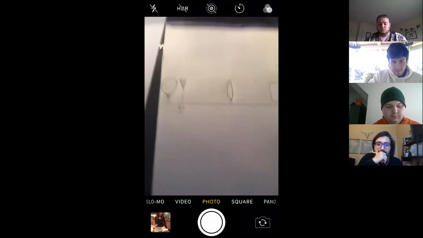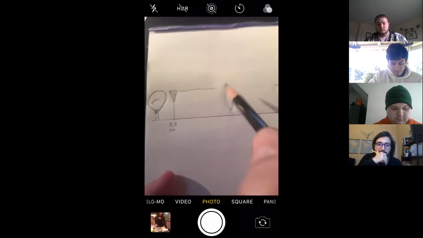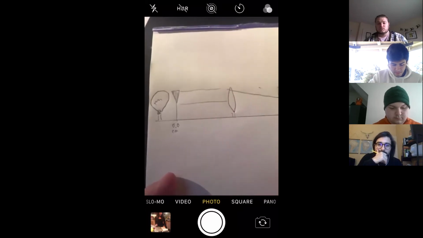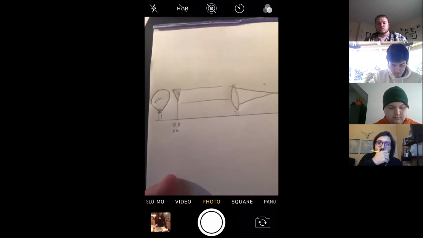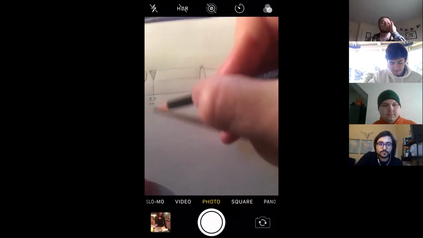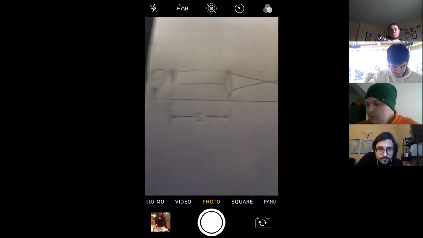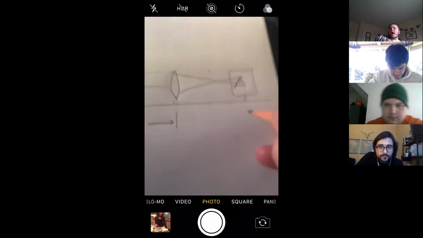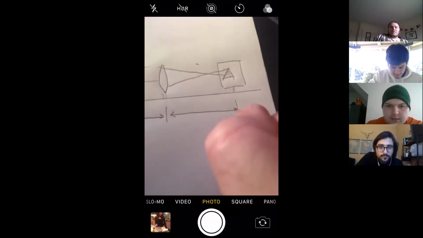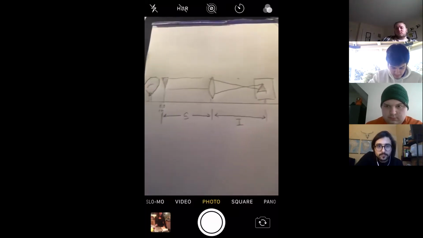And we're going to slide along the position of the screen and the position of the lens such that the light comes through the lens. And if we put them both at the right position, we should make an inverted and maybe even slightly magnified image of our cardboard triangle. Now, the distance from the object or from the source to the lens, we call that S. That's the source distance. And when it's in focus, the image distance, I, goes from the lens to the screen.